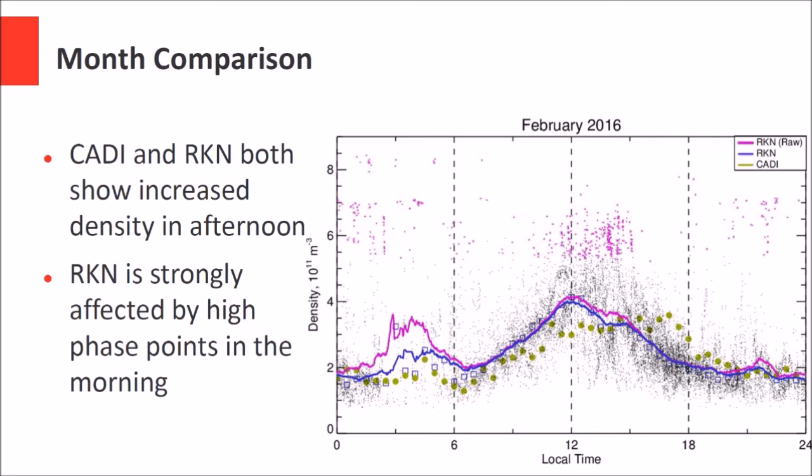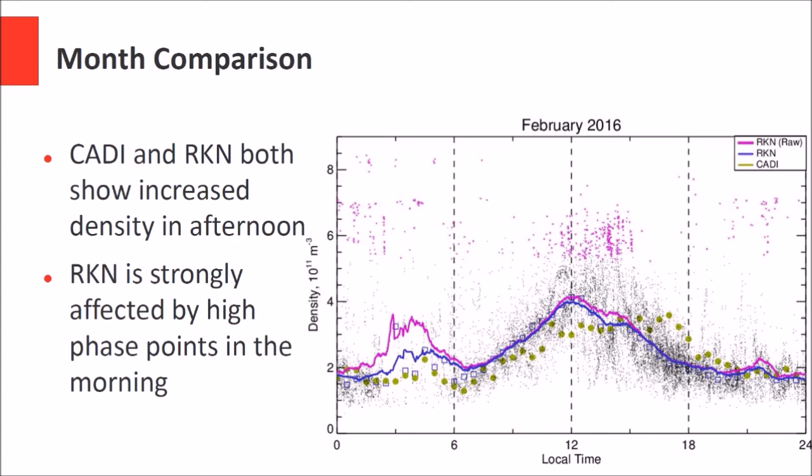Here is a comparison between Rankine and CADI during February of 2016. Now this plot is rather busy, it has a lot of data on it, so let's start simply by ignoring those pink points for a moment. I'll discuss them later. The tiny dots in black are the raw Rankine measured densities for every day in February. The blue squares are Rankine medians on a half-hour basis, while the green dots are similar observations for CADI.